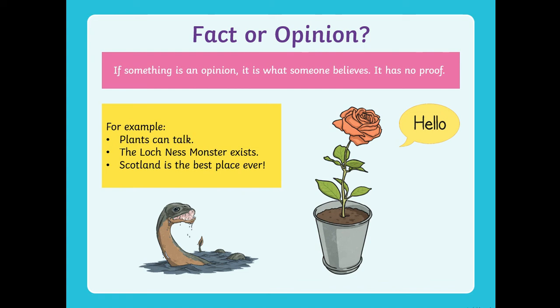The Loch Ness Monster exists. Some people say they've seen it. Some people have taken photographs of something they believe is a monster, but beyond that, there is no proof. There is no actual real evidence to prove that it exists. So that is somebody's opinion. Scotland is the best place ever. Well, you might agree with that, and you might give lots of evidence to say why you think that, but it's not proof, because somebody will argue that another country is the best place ever. So that is somebody's opinion.